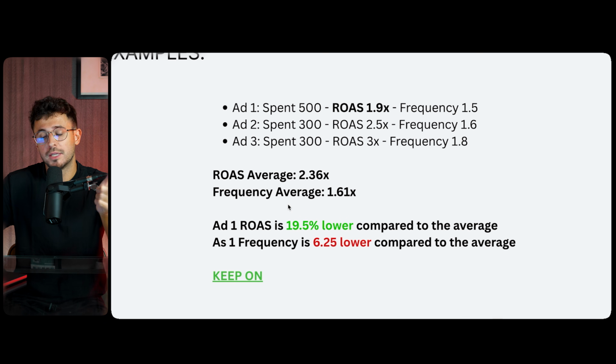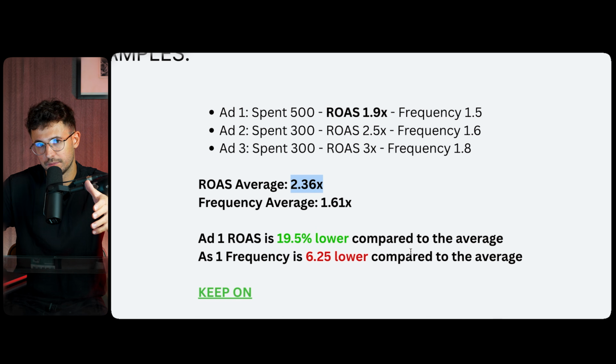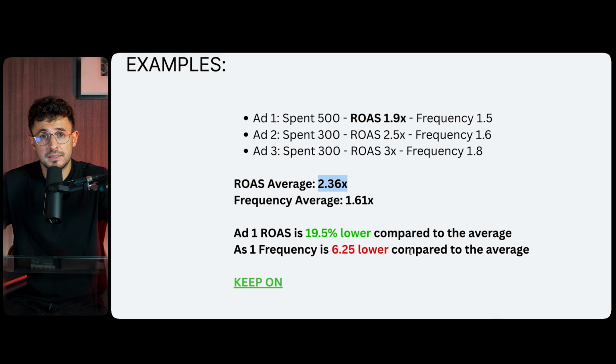Let's now imagine this situation, where you have 3 ads again, same spending, the only thing that is changing right now is the return on ad spend. So you have a 1.9x. What to do? Calculate the numbers again. ROAS average is 2.36, frequency average is 1.61. The ad 1 ROAS, this one here, is now 19.5% lower compared to the average, not more than 30%. So in this case, you want to keep the ad on. Also, the frequency is 6.25% lower compared to the average, so it's okay because it's within the standard. Okay? And this is basically how you should do it.